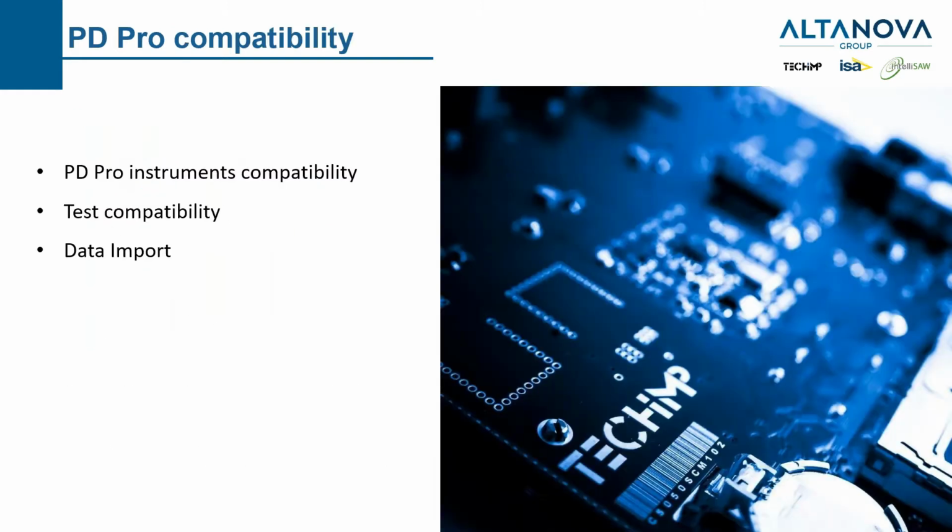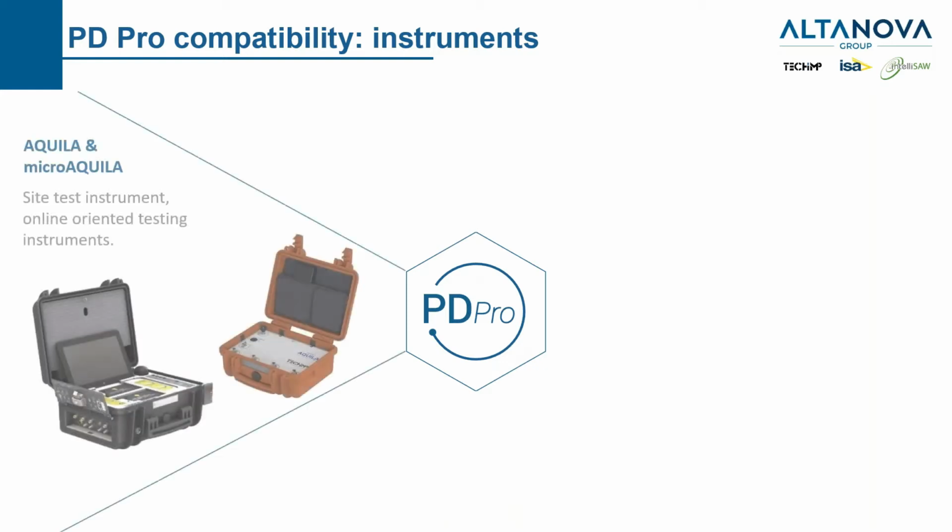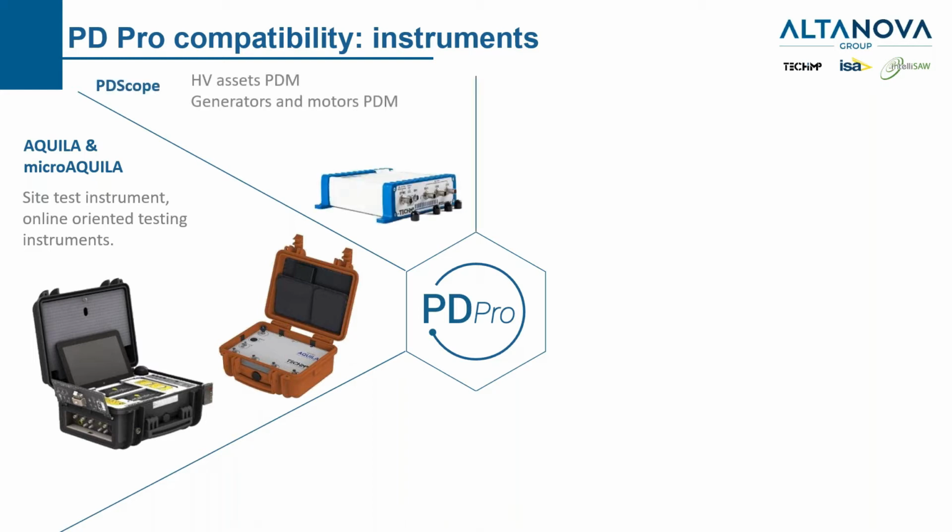Let's see now what is the compatibility of the PD Pro. First of all, about the instruments. The PD Pro will be the center of all Techimp instruments from now on. It will be possible to work with Aquila and MicroAquila. Those are designed to perform site testing, online site testing especially. It will also be able to include data from permanent monitoring systems. So we can extract the data from an existing permanent monitoring system and include it in the PD Pro database.